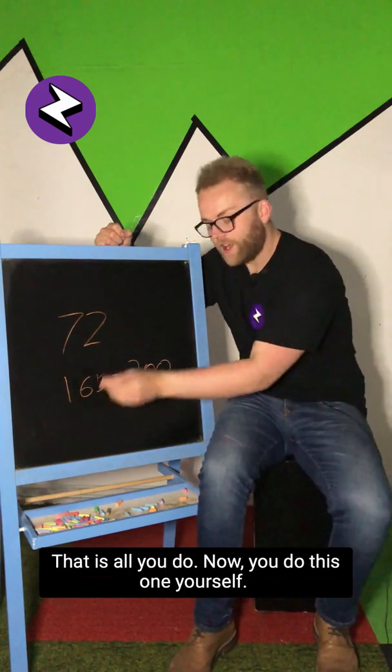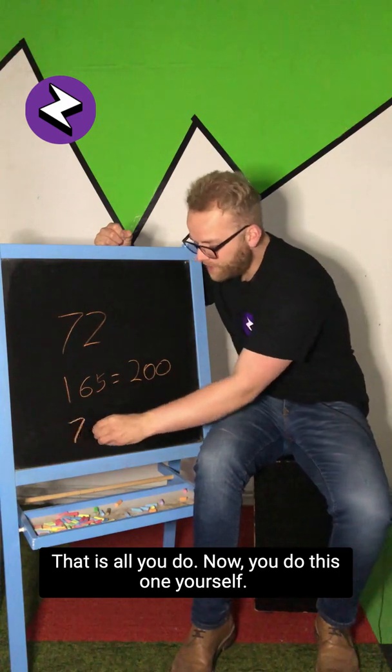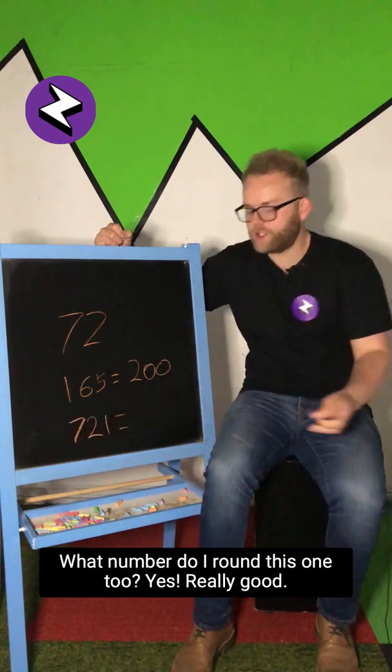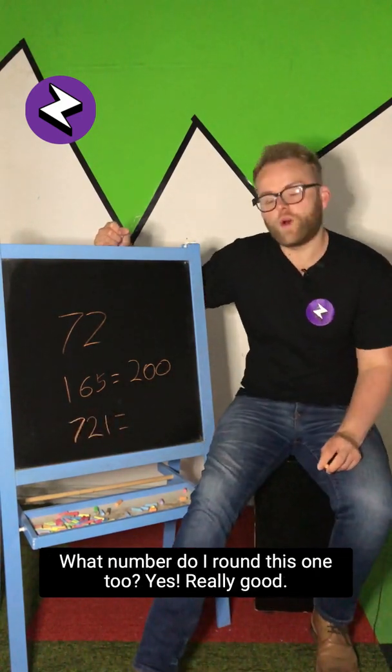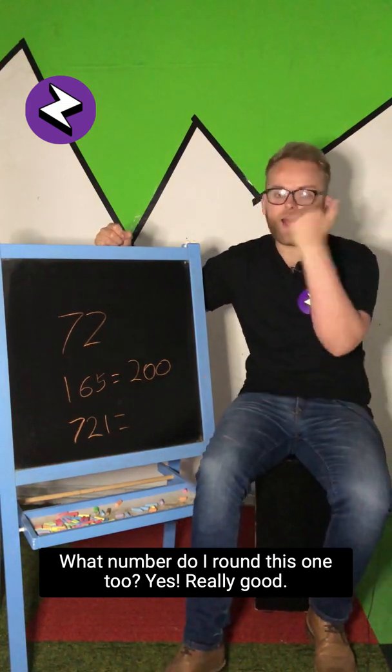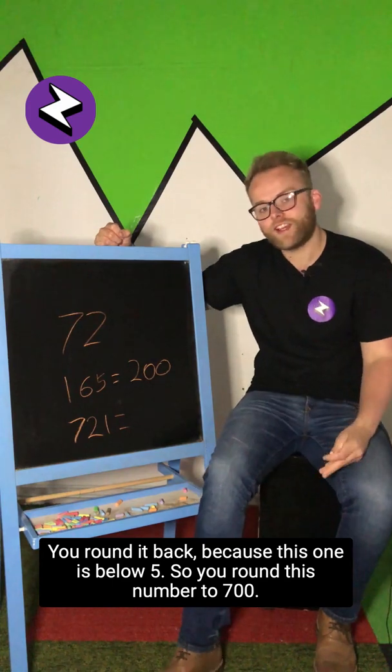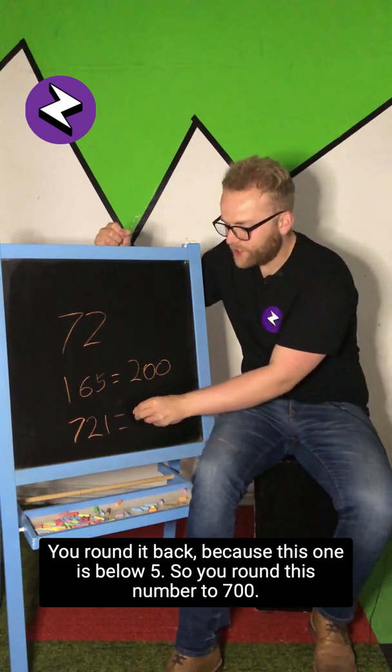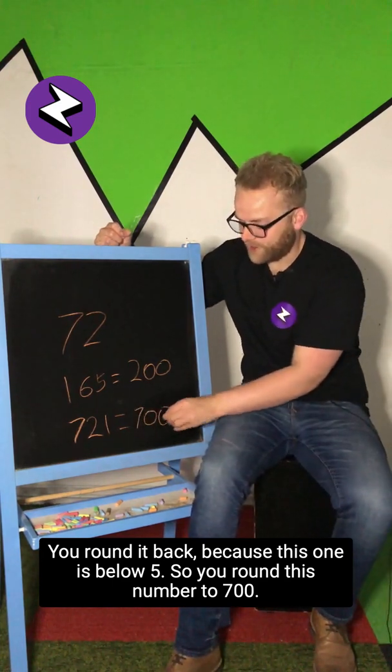Okay, so now you do this one yourself. What number do I round this one to? 721, what do I round it to? Yes, really good. You round it back because this is below 5, isn't it? So you round it to 700, and that is all you do.